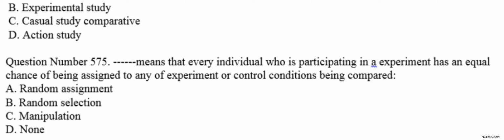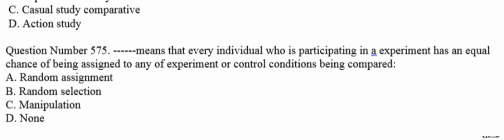Question number 575. This means that every individual who is participating in an experiment has an equal chance of being assigned to any of the experiment or control conditions being compared. A. Random assignment. B. Random selection. C. Manipulation. D. None. The correct answer is option A. Random assignment.